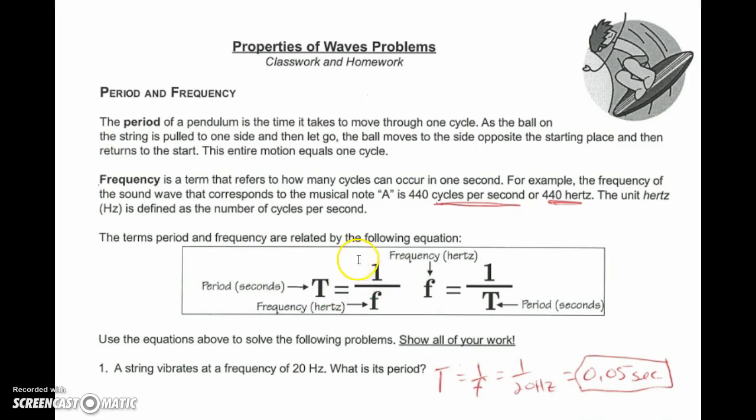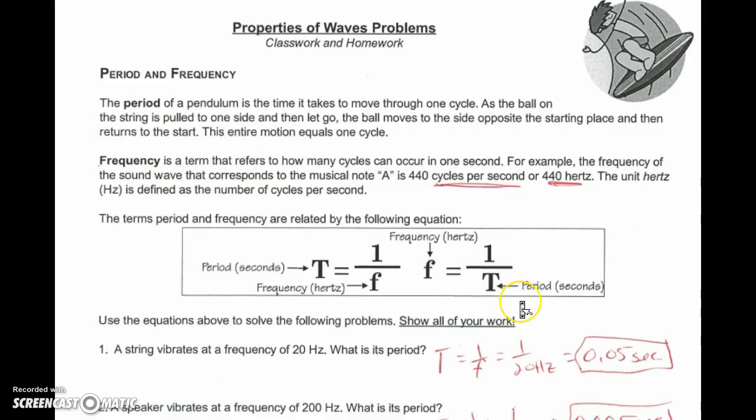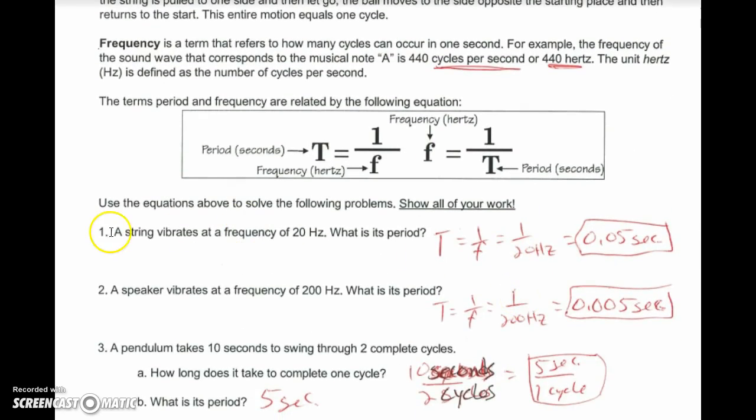So the period is 1 over something per second, and the frequency measured in hertz, lowercase f, equals 1 over period. So these are inversely related. If you have one, you can solve for the other. So let's solve a couple problems. A string vibrates at a frequency of 20 hertz. What is its period? Well, period is 1 over f, so 1 over 20 equals 0.05 seconds.